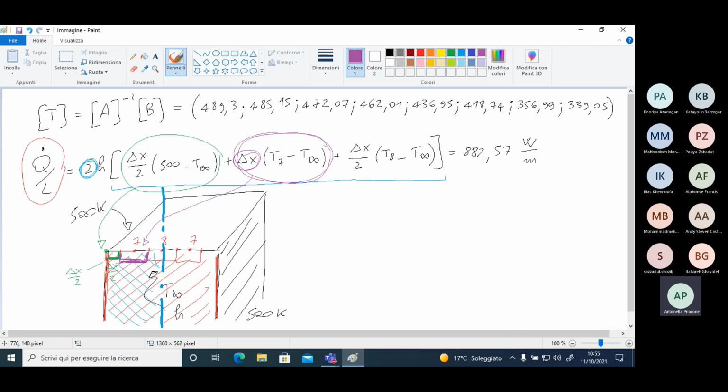Finally, in which color can I use? Yellow. This one is finally half of this part of the node 8, again delta x divided by 2. This is 1/2 because I consider the axis of symmetry. Is it clear for all of you?